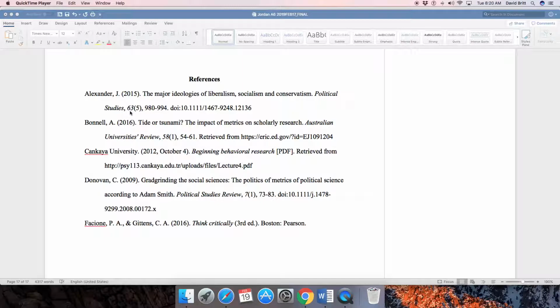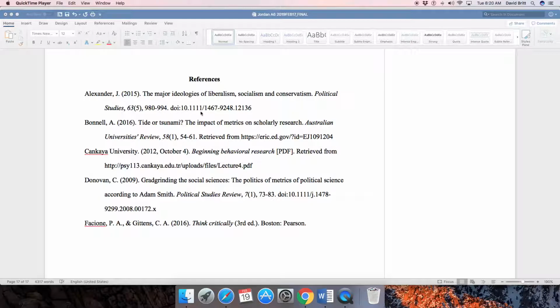And then here, the next thing that you have would be the volume number. You don't write out volume, you don't put VOL, you put the volume number there, italicized, followed by the issue number in parentheses, okay? And so italicized volume, issue number in parentheses, followed by a comma, and then you have the page numbers of where this is found in that volume and issue. So it's 980 through 994.